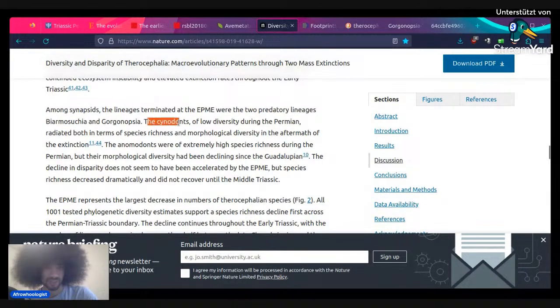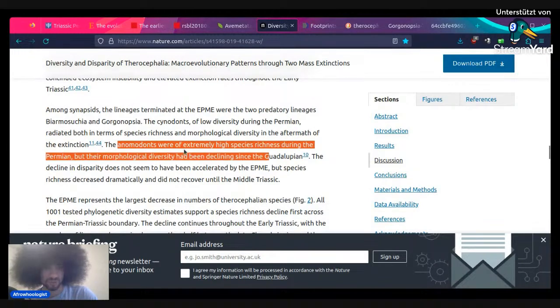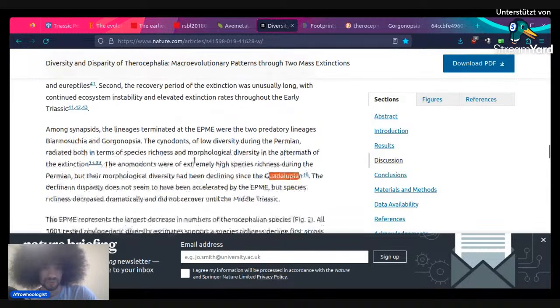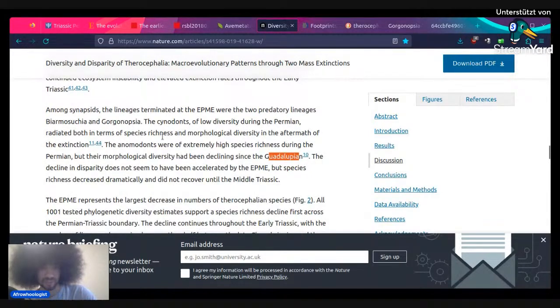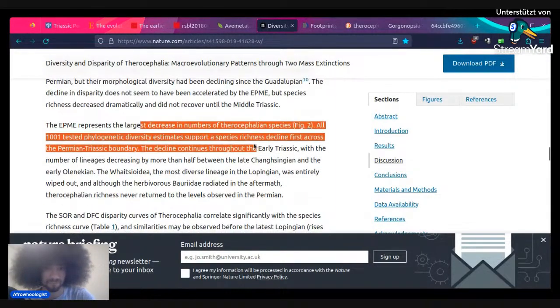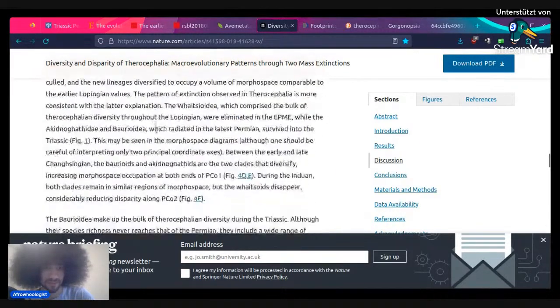So we see this, the cynodonts of low diversity during the Permian radiated in both species richness and morphological diversity in the aftermath of the extinction. The anomodonts had extremely high species richness during the Permian, but their morphological diversity had been declining since the Guadalupean. So the cynodonts had low diversity during the Permian and then radiated, apparently. The anomodonts apparently did the opposite, but they survived until the end of the Triassic. They only got BTFO'd by the end Triassic mass extinction. Again, it's not actually giving us a true explanation for what happened to the Therocephalians.